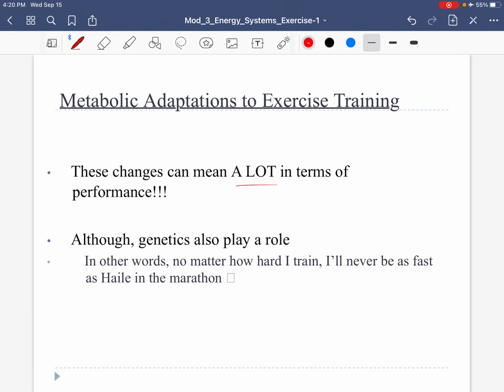These changes can absolutely help performance. Now, let's not forget, genetics play a role. For example, I've done 4 marathons, and I will never, ever, ever, even if I quit my job and trained, be even close to being as fast as Haile Gebrselassie in the marathon. So we kind of have a genetic window, I believe. And then within that genetic window, how much you train, how well you treat your body, allows you to hopefully maximize that better end of your genetic window.